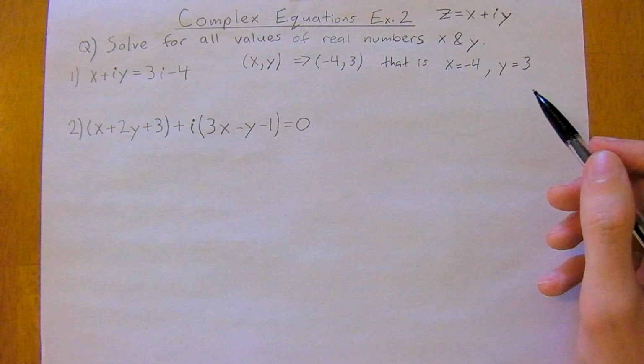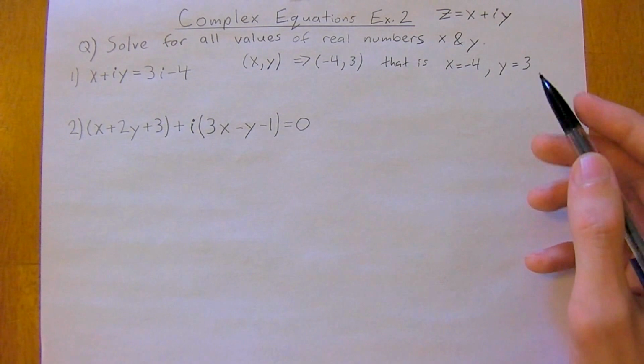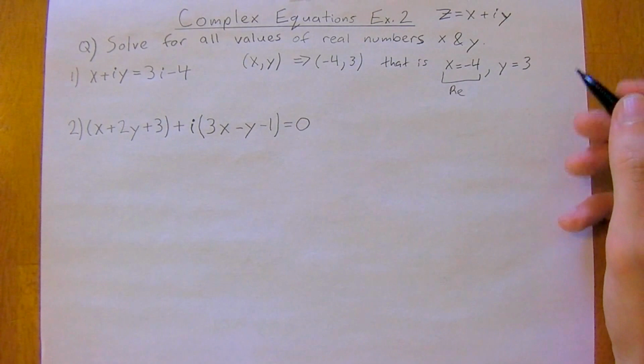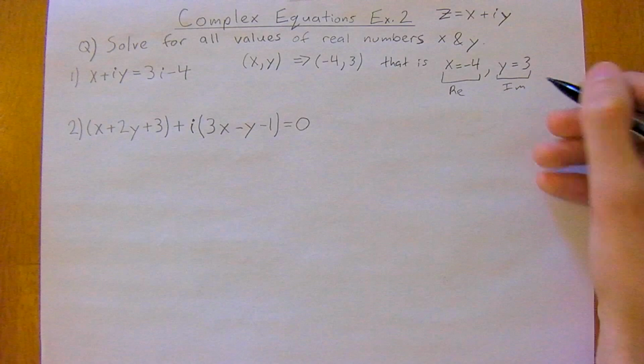And another way you could say this is simply that the real terms are equal, so x equals negative 4, and the imaginary terms are equal, so y equals 3. And that's it. So that's your two equations there.